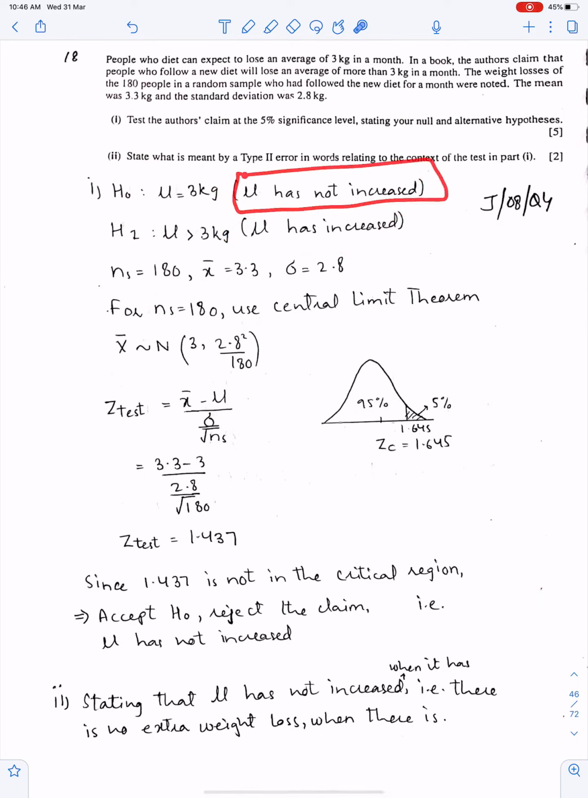Let me repeat this. Type 2 error: concluding that mu has not increased when it has. What if they ask to explain type 1? So explain type 1 with the help of this information: concluding that mu has increased when it has not. This means type 1. And type 2 means concluding that mu has not increased when it has. This is so simple.